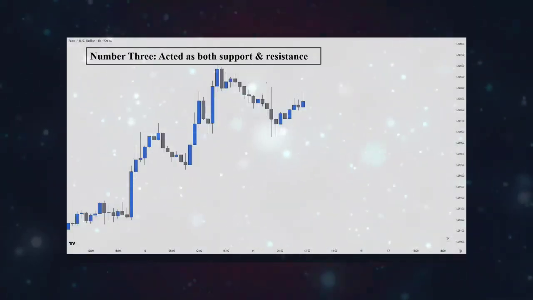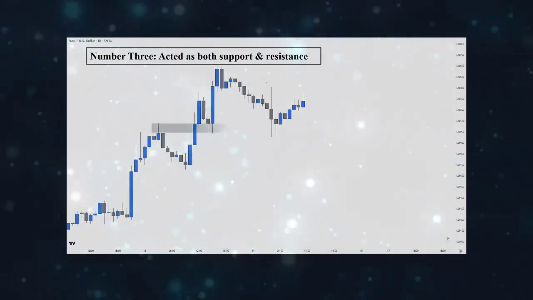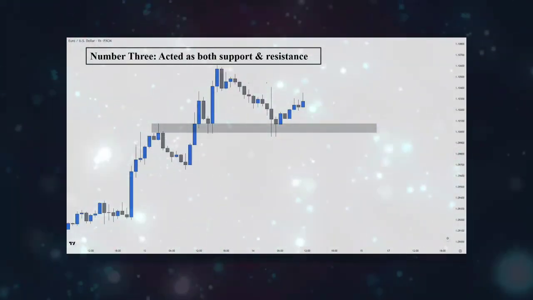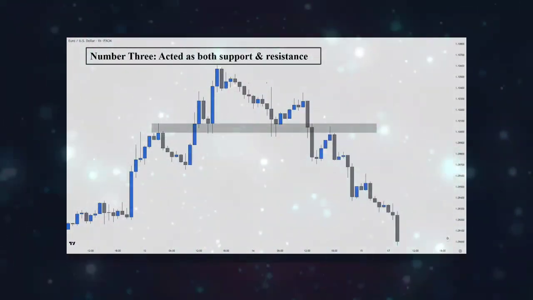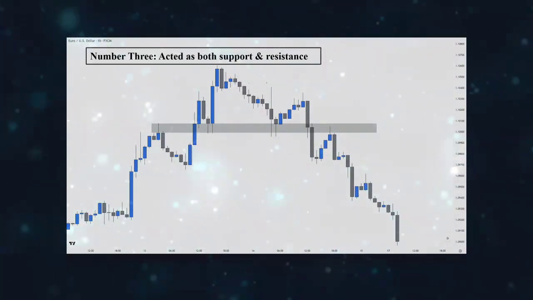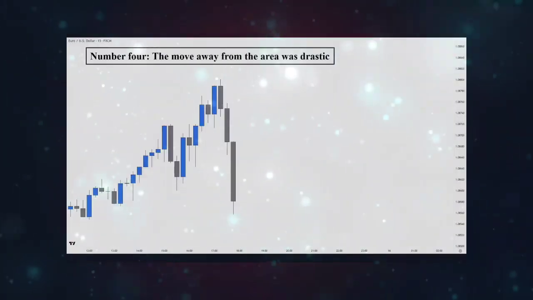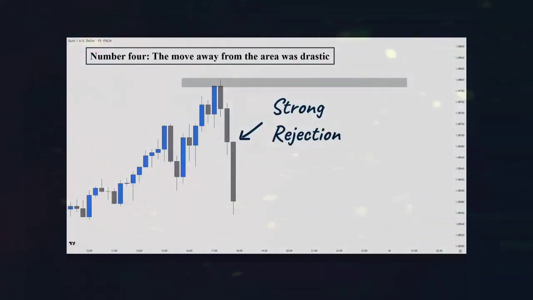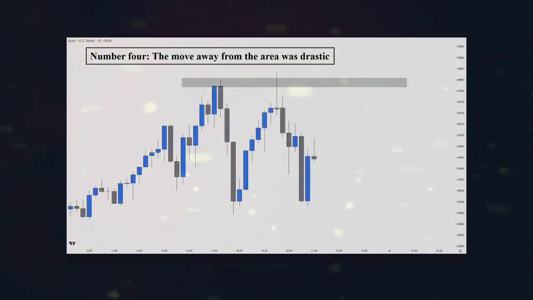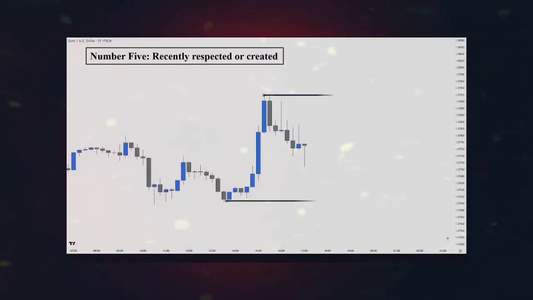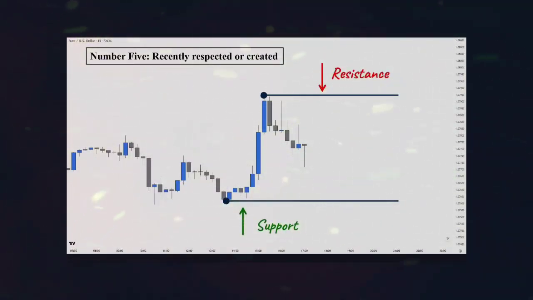Number 3, acted as both support and resistance. If a level of market structure has acted as both support and resistance previously, it increases the probability for the price to reject this level again. Number 4, the move away from the area was drastic, meaning not a tiny reaction but a true reversal. The deeper the return from a level, the more important that level is. Number 5, recently respected or created levels. The recent levels in front of the price are always more effective since they are current and new, whether they are traditional support, resistance, or order blocks.